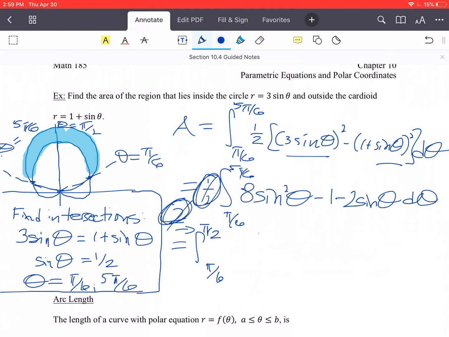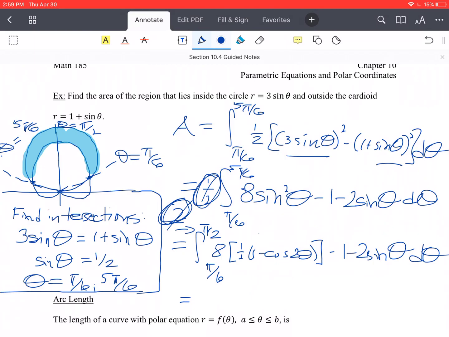And then in order to integrate this one, we need to use, again, a double angle identity. So the sine squared theta is going to become 1/2 times 1 minus cosine 2 theta, and then minus 1 minus 2 sine theta d theta. This is now something that's integrable. So distribute the 8 to the 1/2, that's 4. Combine any common terms you have. That's going to give you 3 minus 4 cosine 2 theta minus 2 sine theta.